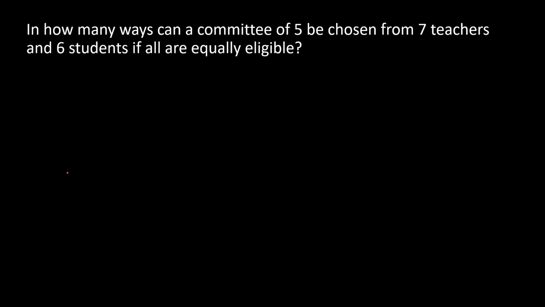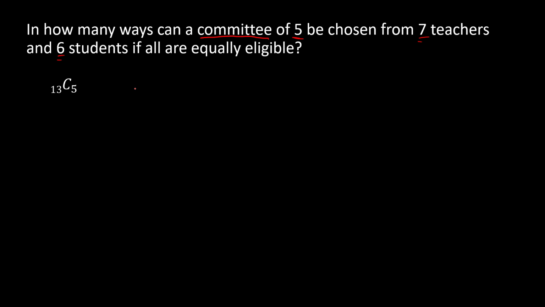Another question might be, in how many ways can a committee of 5 be chosen from 7 teachers and 6 students if all are equally eligible? So here we're dealing with groups. So the keyword group is not used, but a committee is a group of people. And we have 5 people, and we're choosing from a total of 7 plus 6 students to give me 13 options total. So what I have is 13. I'm choosing 5 at a time, so I can set this up as 13C5.